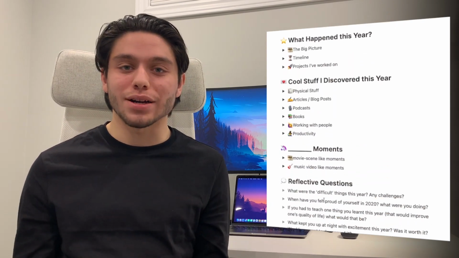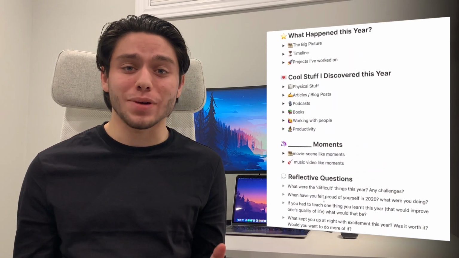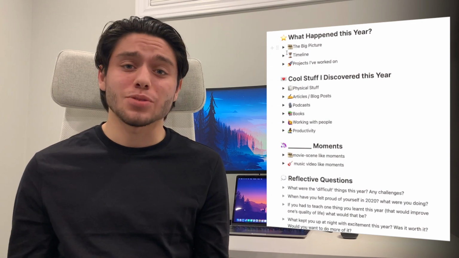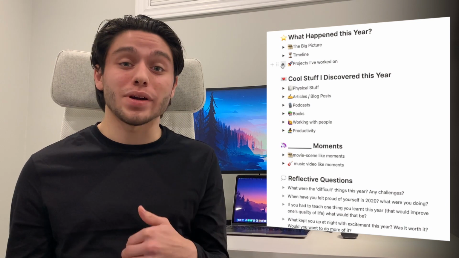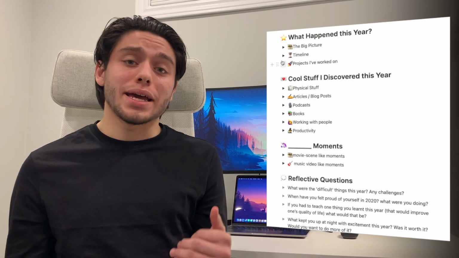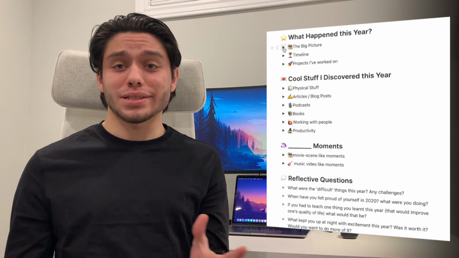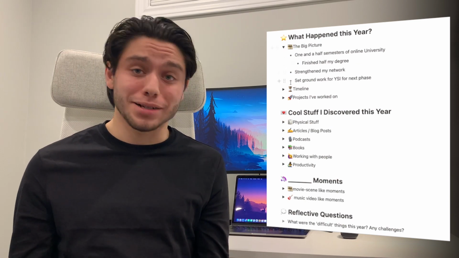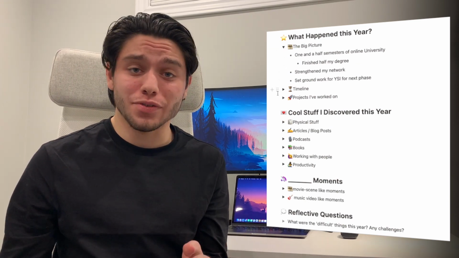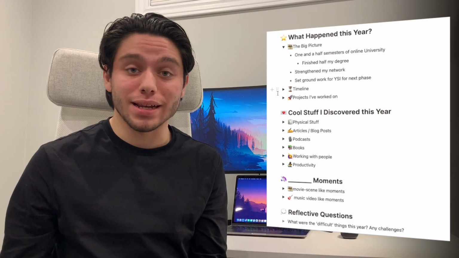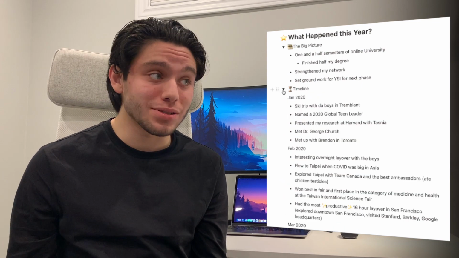The next part of the reflection step is to see what exactly went down during 2020. So this is broken down into the big picture, a timeline of what exactly went on month to month, and lastly, what kind of projects I worked on in the past year. So for me, for the big picture, finishing half my university degree thus far, and for the most part being online, and I think for all of us, that was quite the experience.